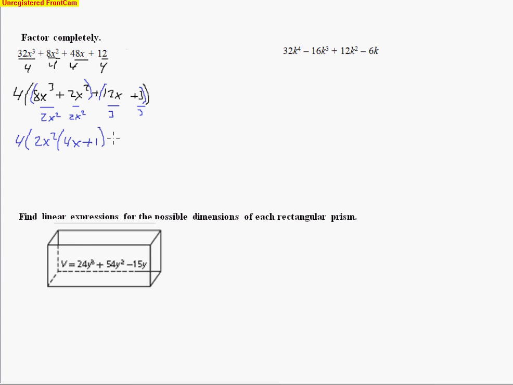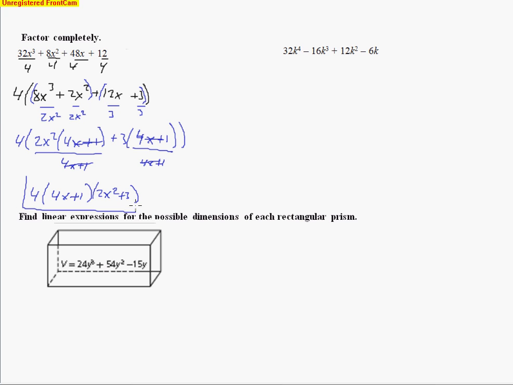And then the same thing over here, I pulled out a positive 3, so what's left over is the 4x plus 1. So I'll go ahead and take the common factor between these two terms, the 4x plus 1, and I'll factor that out. And so I still have this 4 on the outside, but I also have a 4x plus 1. And when I reduce that, that leaves me with 2x squared plus 3. That would be the factored form there.